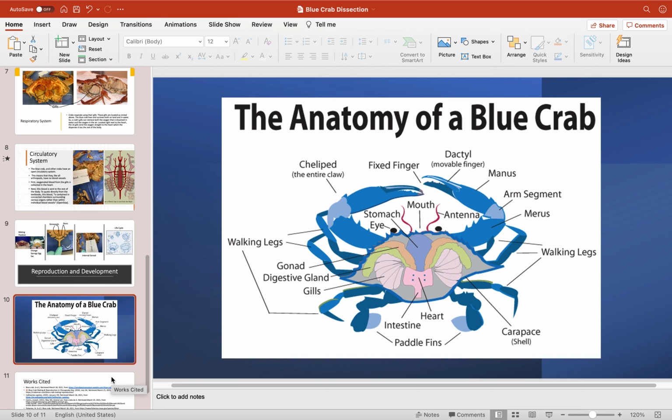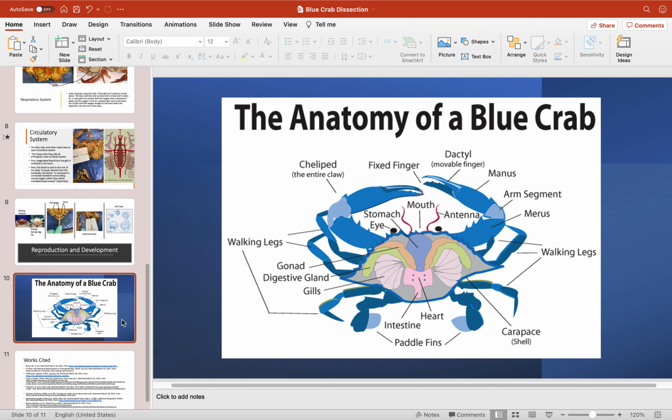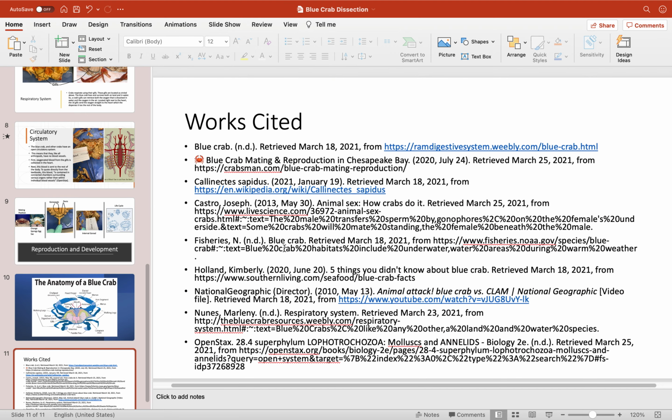Lastly, I forgot to include my Unit 5 table on here, which would have allowed me to add the invertebrate comparisons to the chordate, but I will be sure to include that in my final presentation with the chordate, so you can see the differences between the blue crab and the rabbit, which I dissected. And finally, here's my works cited.